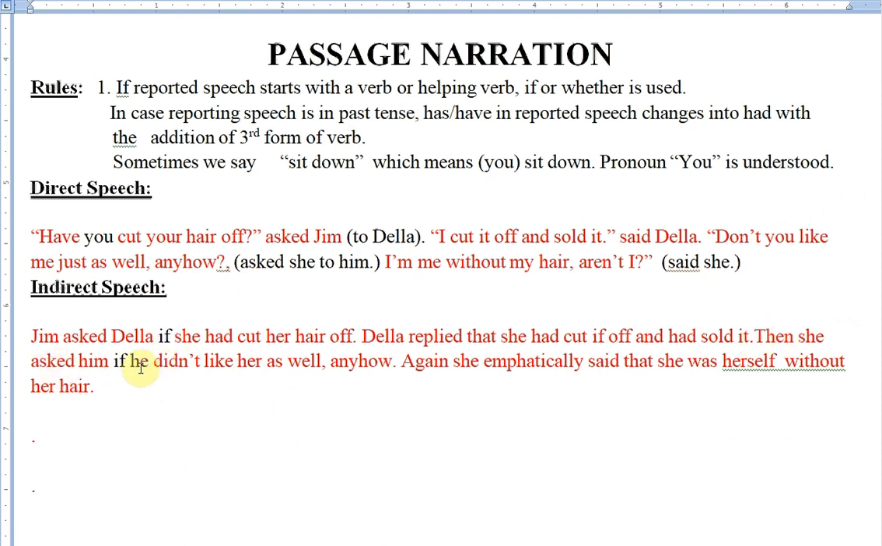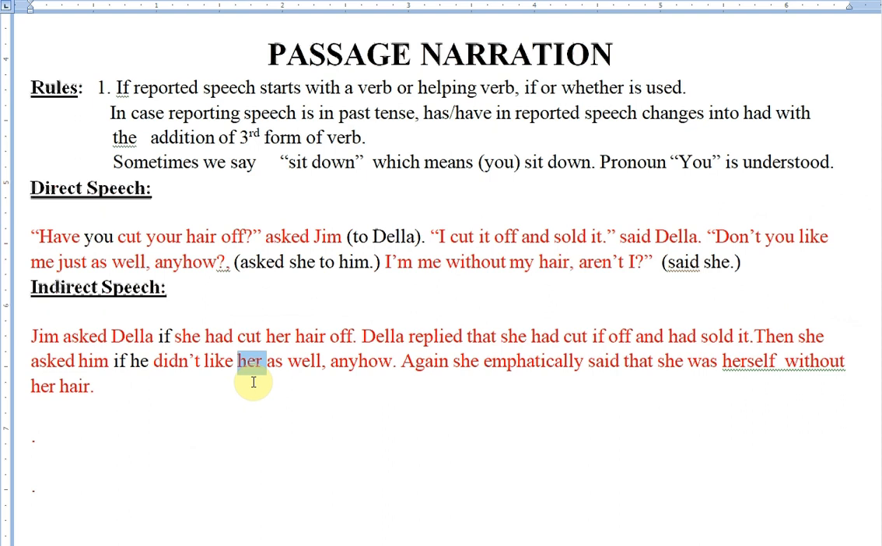Then she asked if he. Don't will be changed into did not. Next, tense or back shifting. Present tense will be changed into past tense. That's the reason we have replaced don't with did not. After did not, we use the first form, that is like.